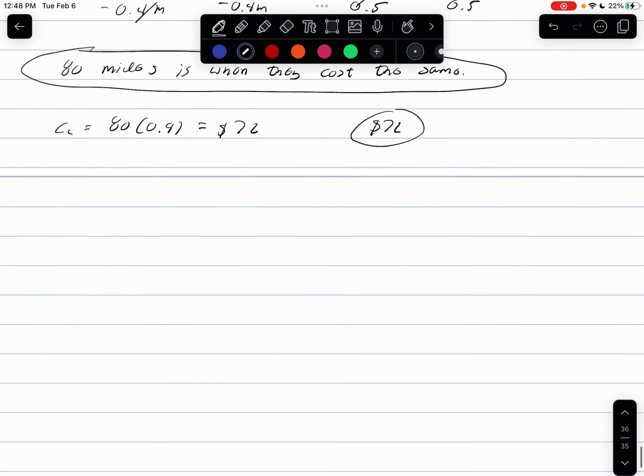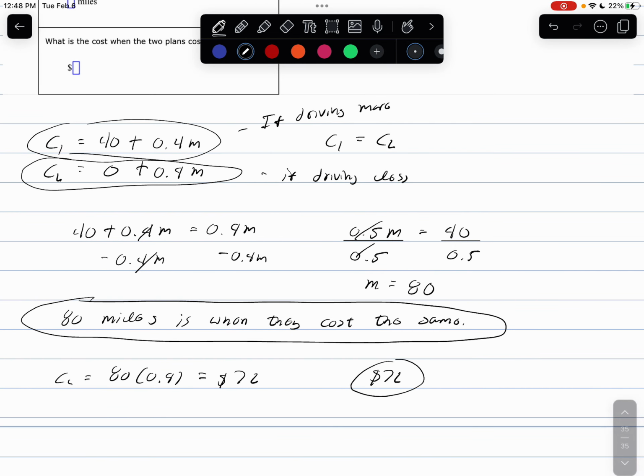Okay? So there's a good introduction to a few word problems. These are all quite a bit different, but they have a lot of similarities.